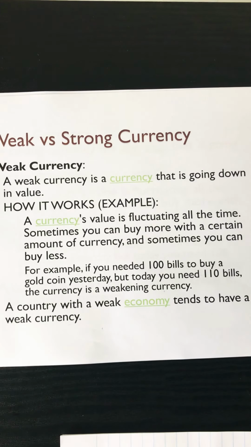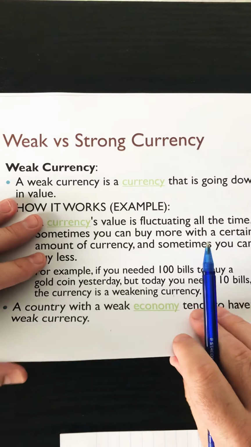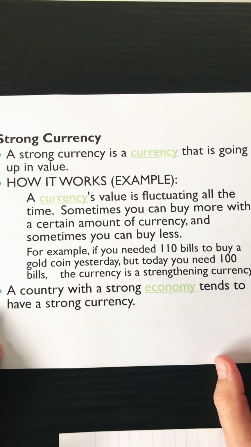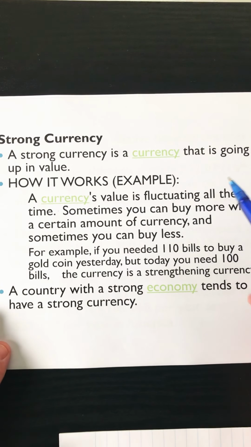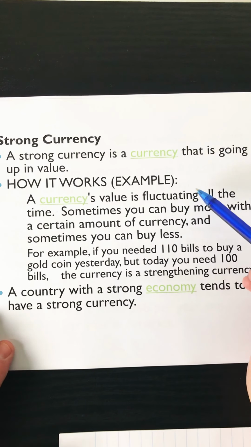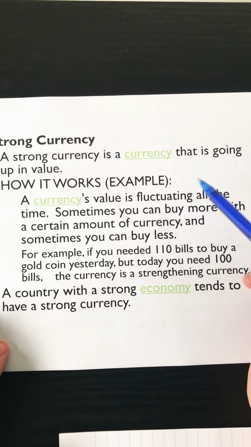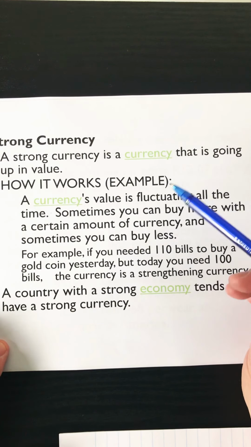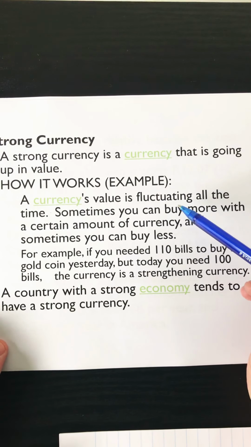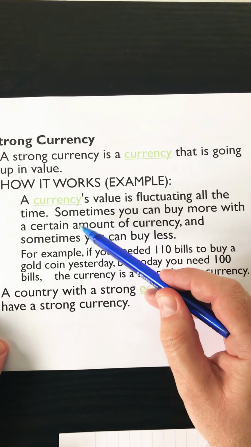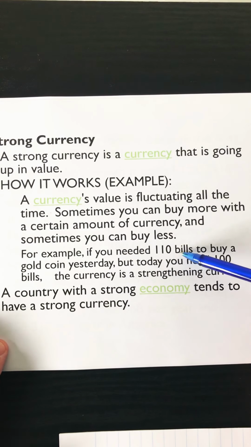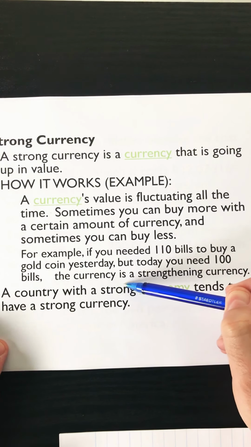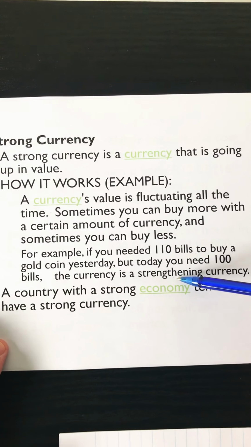Right, so when I look at a stronger currency, or a strengthening of a currency, for the economic students, that would be a currency that appreciates. A strong currency is a currency that is going up in value. Again, the value of currencies fluctuates all the time, so you will have increasing and decreasing values over a period of time. In this example, if you needed 110 bills to buy a gold coin yesterday, but today you need 100 bills, the currency is strengthening or appreciating.